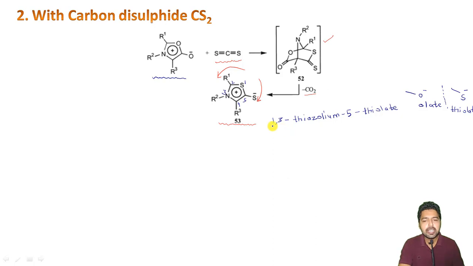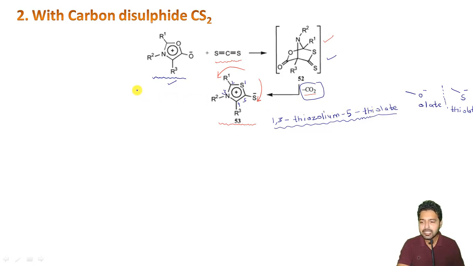So this is the name for this mesoionic, and we can say that because we are discussing the chemical reactions of our 1,3-oxazolium 5-olate mesoionic, the reaction of this mesoionic with carbon disulfide by a reaction known as 1,3-dipolar cycloaddition gives this adduct, which upon removal of a molecule of carbon dioxide gives another mesoionic molecule, and the name is 1,3-thiazolium 5 thiolate molecule, right? So the mechanism here is exactly the same.